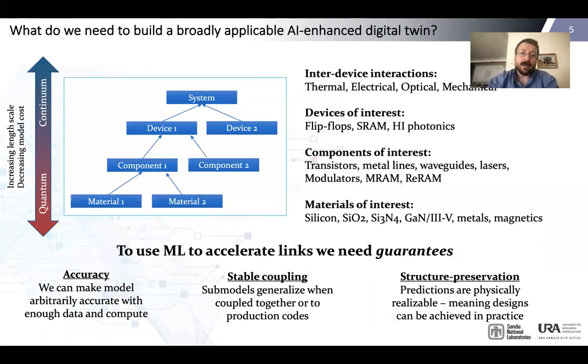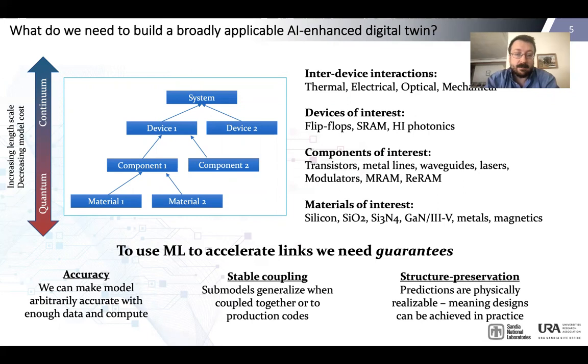And so, like I said, we want to bridge this hierarchy. We have this graph, and the linkages of this graph correspond to different kinds of inter-device interactions, different multiphysics, different devices, components, and materials. We'd like to use machine learning to surrogate out each one of these linkages. And in order to do that, these linkages need certain mathematical robustness guarantees.